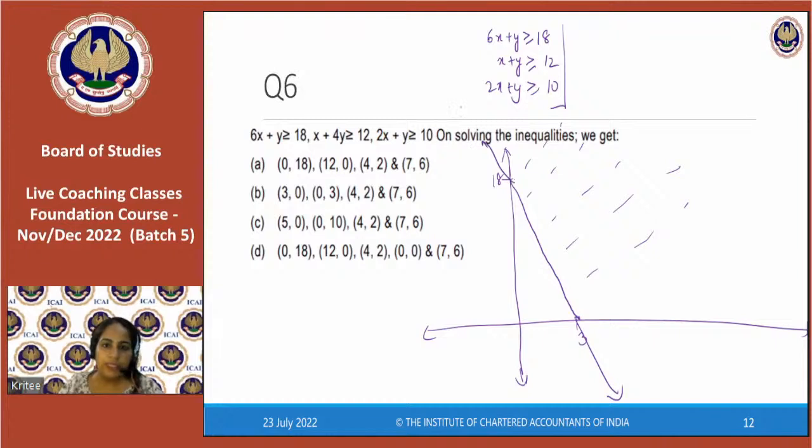Okay. Second, x plus y to be greater than or equal to 12. When x is 0, y is 12. And when y is 0, x is 12. Okay, I'll take it here. It seems very long. So again, 0, 0 is not satisfying the inequality, so we will move towards the outer region.